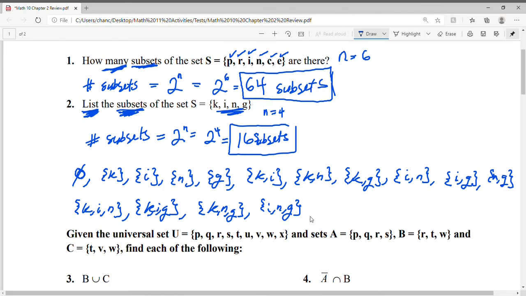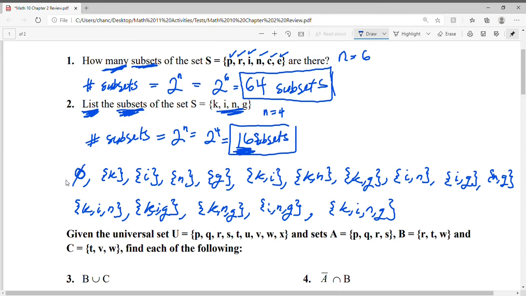And now we can count to see how many we have. There should be 16 total. We have 1, 2, 3, 4, 5, 6, 7, 8, 9, 10, 11, 12, 13, 14, 15. We're missing one more set, and that's the set with all 4 elements in it. That's the set K-I-N-G. The whole set is a subset of itself. So that's all 16 subsets. We know we did it right because there should be 16 subsets.